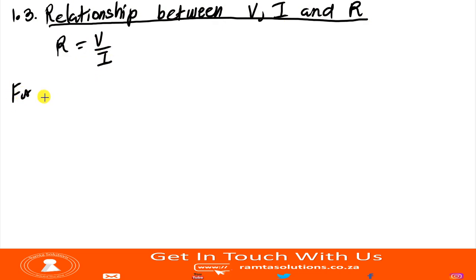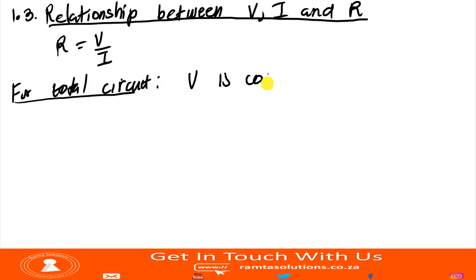Now, for the total circuit, this is one thing I want you to know. V is constant. What I mean is that the potential difference applied by the battery is constant. That is a fact, it doesn't change. For the total circuit, V is constant. Therefore, what does this mean? When V is constant, we can say R is indirectly proportional to I.